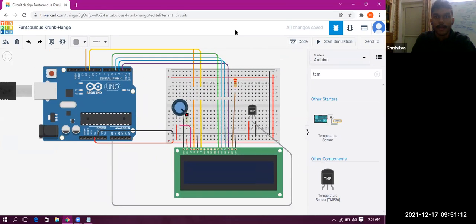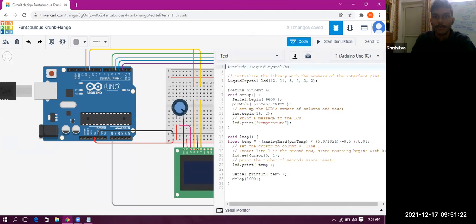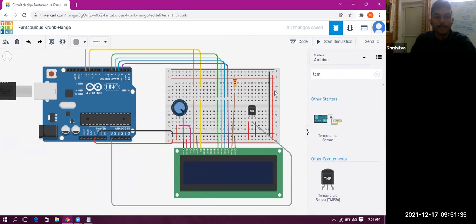I hope you are now able to use the link that Suryanshu shared with us, so you will be able to consult the code also. You can go to this code and copy paste it. But I have explained each and every line and its meaning. Let's say this define pin temperature A0, pin mode input. It is getting the input, so that is very important.